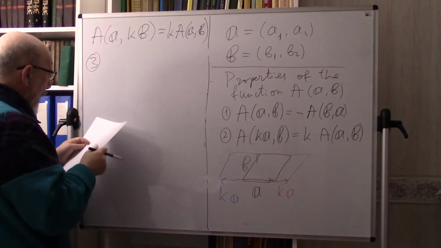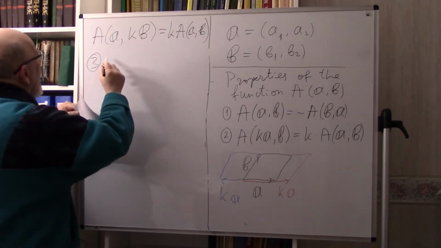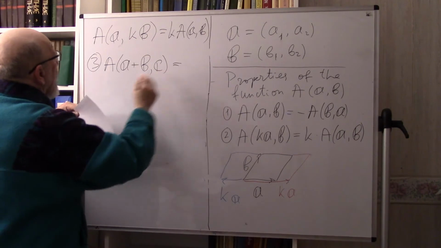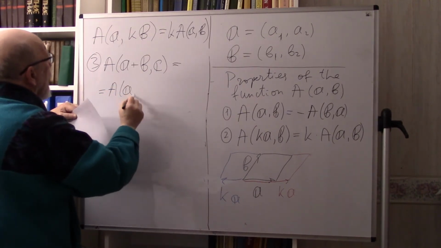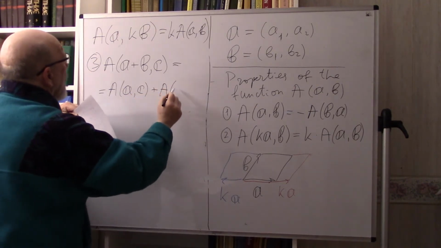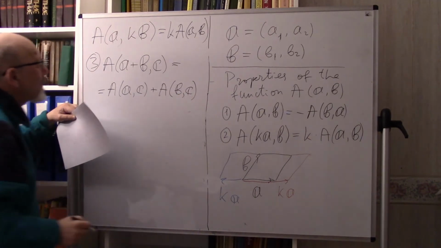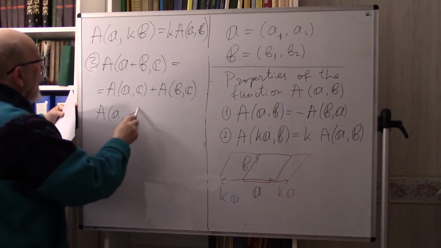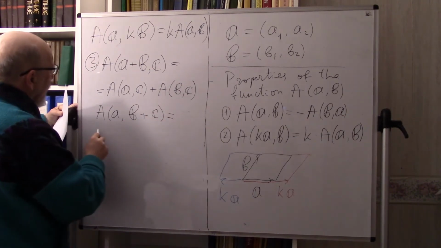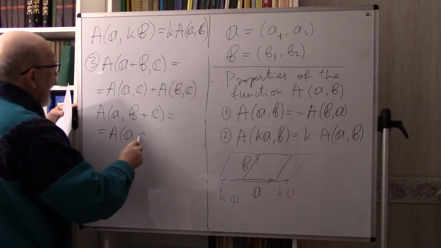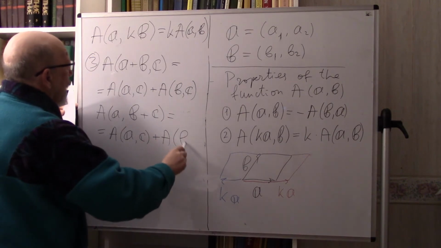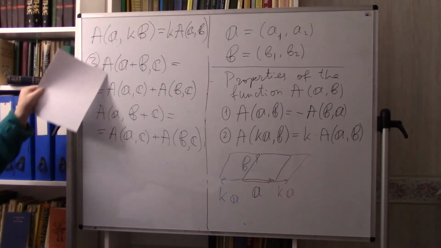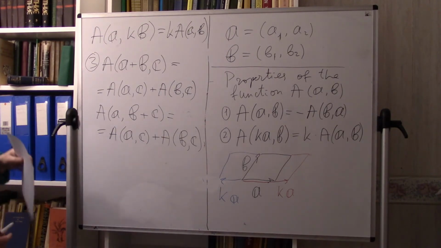Number 3: area of A plus B, C equals area of AC plus area of BC. So it is the distributive property. And similarly, area of A, B plus C equals area of AB plus area of AC. We can write this also. Let me consider the first. Why do we have this distributive property?